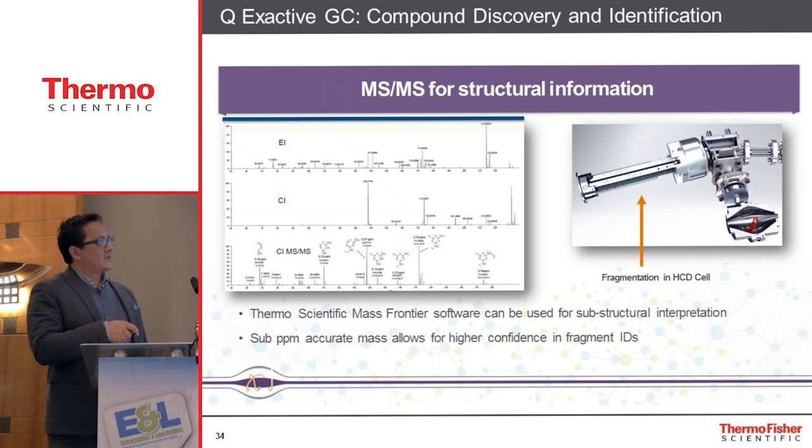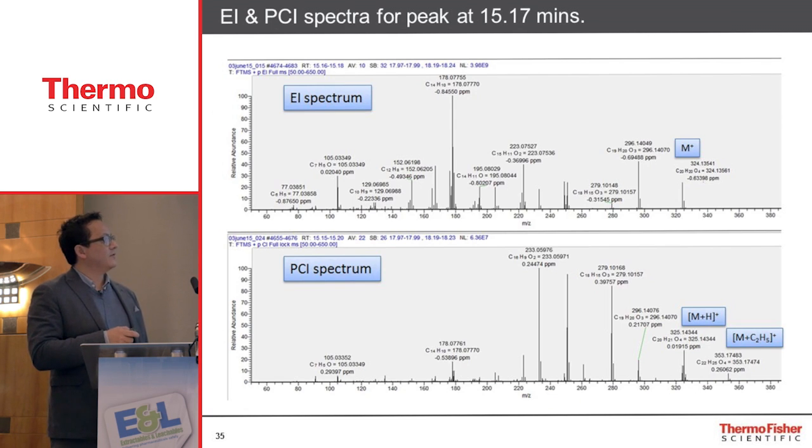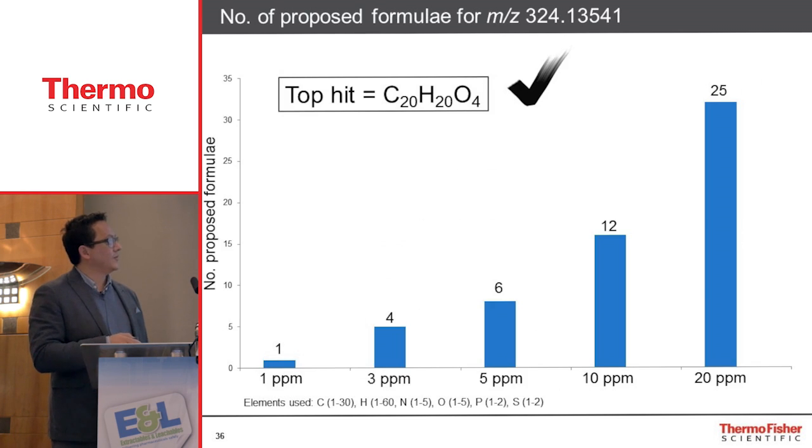So you're then able to take the CI data, and if you want, you can fragment that up again for additional information. So here's our EI spectrum of this unknown, molecular ion, and the molecular ion is proven with the formation of the adducts in CI. And then additionally, we can do fragment ion analysis of that CI molecular ion.